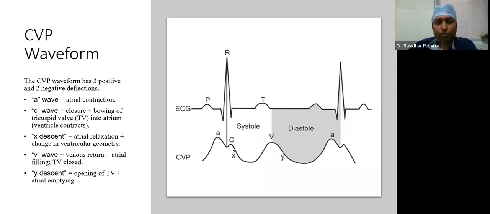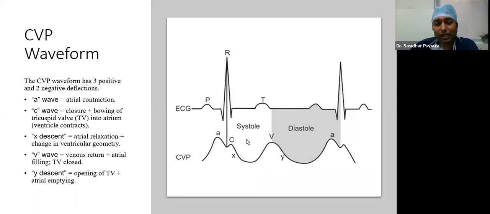C is due to closure of the tricuspid valve. Once the atrium contracts, once the blood flows into the right ventricle, your tricuspid valve closes, and when the right ventricle contracts, the tricuspid valve bulges into the right atrium. This bulging of the tricuspid valve into the right atrium creates this C wave. Coming to the V wave, V is due to venous return. When the right atrium relaxes, you will get the X descent.